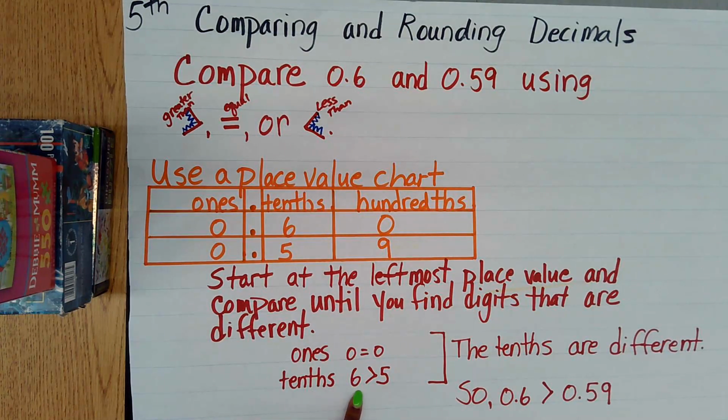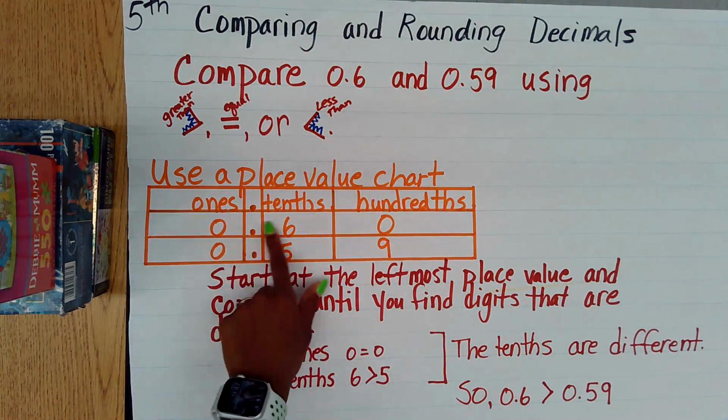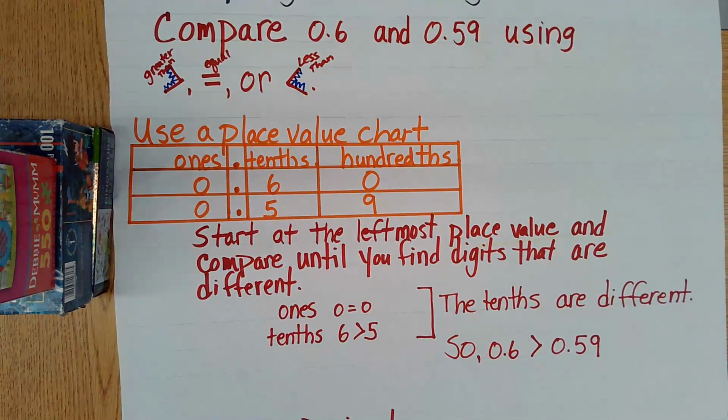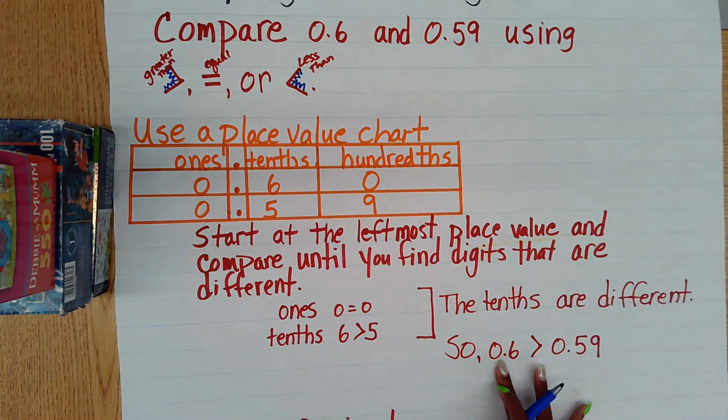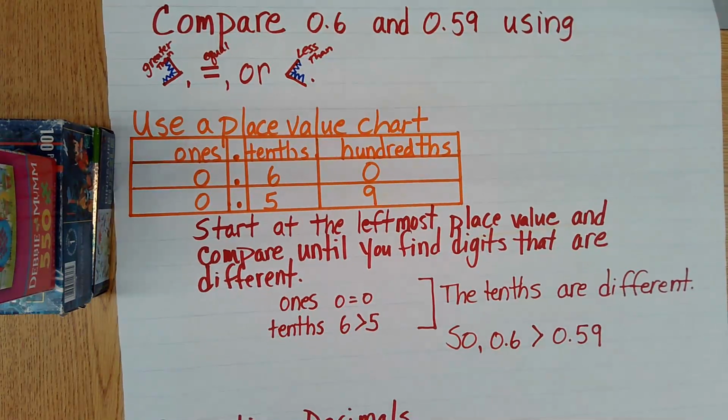And I know that 6 is greater than 5, so I can say that my first number is going to be greater than because my 6 is greater than this 5. When I write that out as an answer, I have 6/10 is greater than my greater than symbol. The open side is facing the bigger number, 59 hundredths.